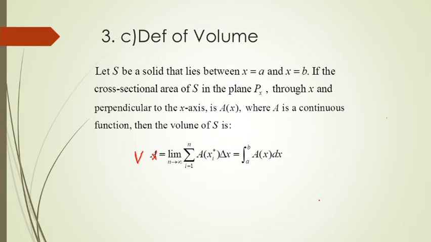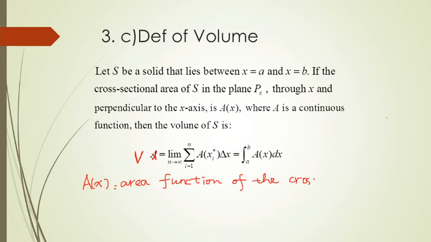So that is the limit of the Riemann sum, which means the sum of approximating slabs, and then we can write it as the definite integral with the integrand A(x), the cross-section area function, with the independent variable x. It's the area function of the cross-section.